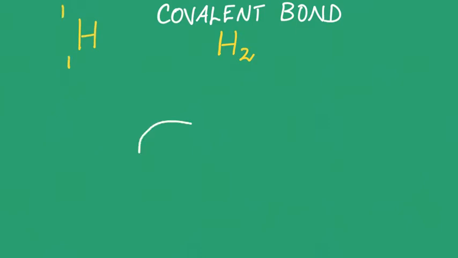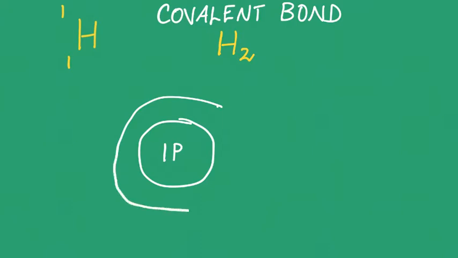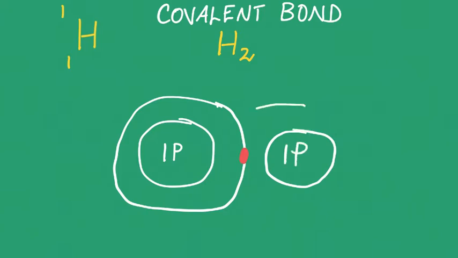Let's take a look at hydrogen. Hydrogen has no neutrons. It has only one proton and one electron, and that electron is in the first shell. The first shell is not filled. It needs one more electron to be filled.